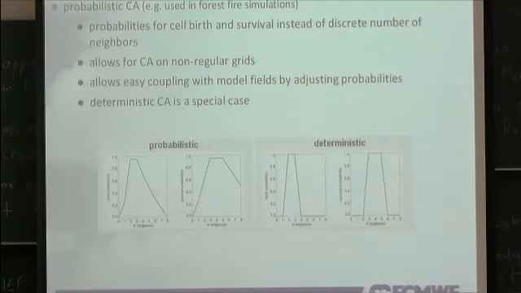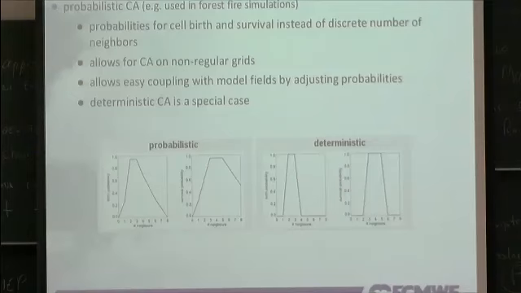Inspired by forest fire simulations which use probabilistic CAs, I also changed to a probabilistic CA, and now the birth and survival of cells is not given by a deterministic rule, but by probabilities. So I plotted the probabilities here. The deterministic case, which is a special case of the probabilistic case, would have probability 1 for these 2 and 3 members, but if you use a probabilistic one, you can have probabilities like that.